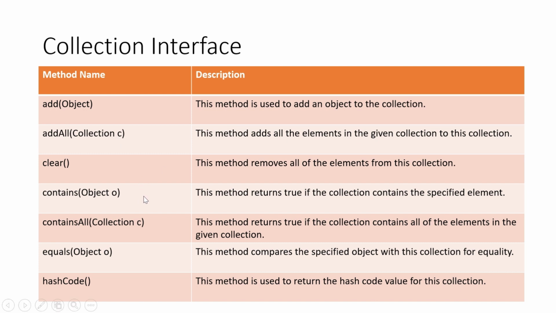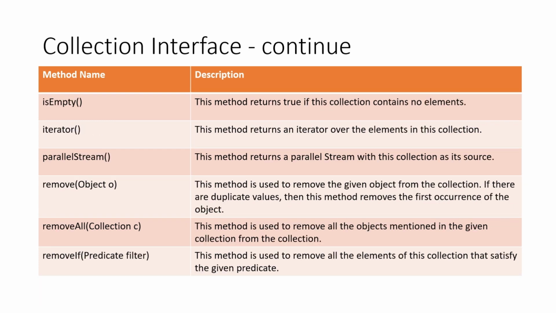Contains will check whether a particular element is present in the collection or not. ContainsAll will check whether all the elements of a particular collection are present inside another collection or not. Equals will check whether all the elements of one collection are the same as another collection or not. HashCode will return the hash value. IsEmpty checks whether at least one element is present. If no element is present, it will say it is an empty collection.